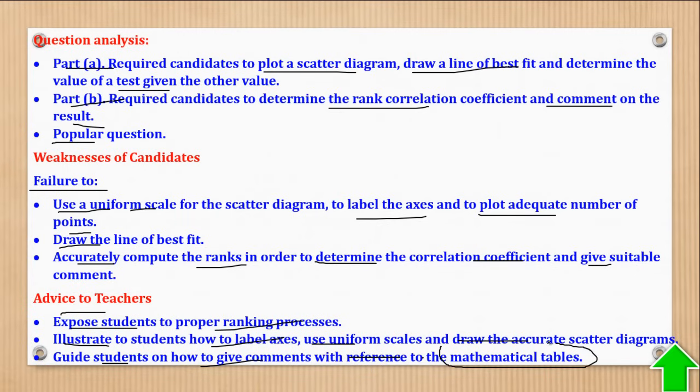I want you to note that. Mathematical tables. Some students are funny. They still want to use these things like there's a positive correlation, low positive correlation, high positive correlation. Those will be crossed.